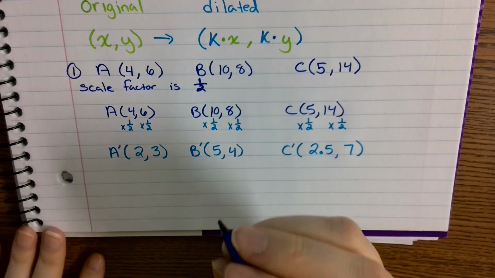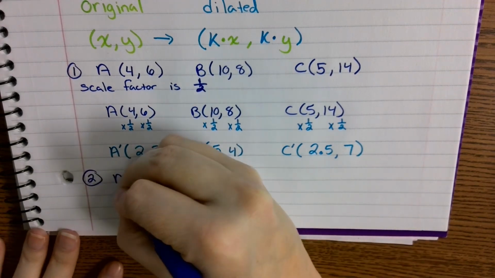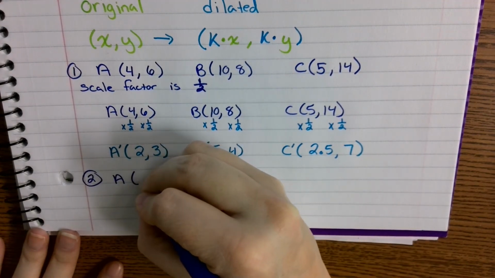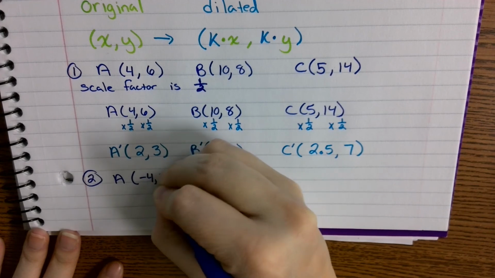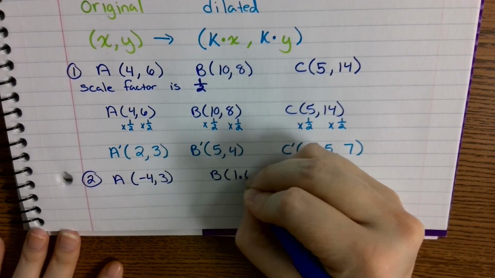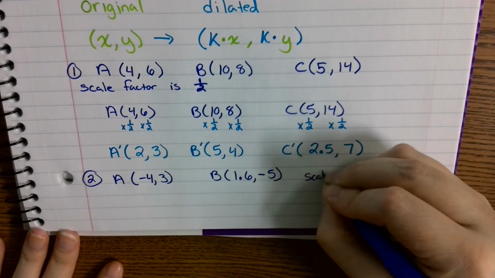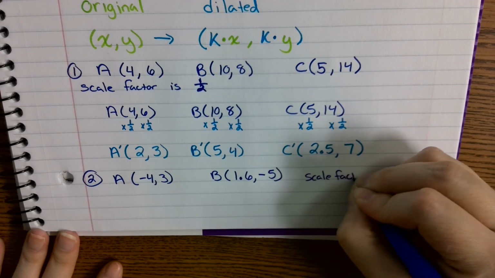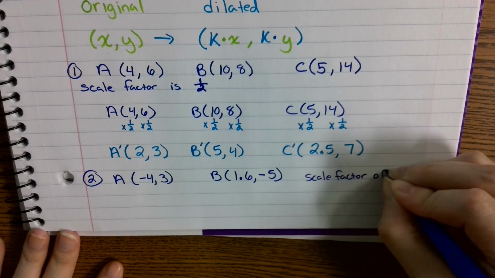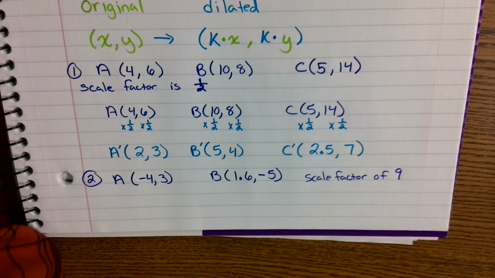Let's go ahead and try one more. I'm just going to give you 2 points. So let's say that A is located at -4, 3, and B is located at 1.6 and -5, and your scale factor is a value of 9. Go ahead and tell me what the primed values are going to be.